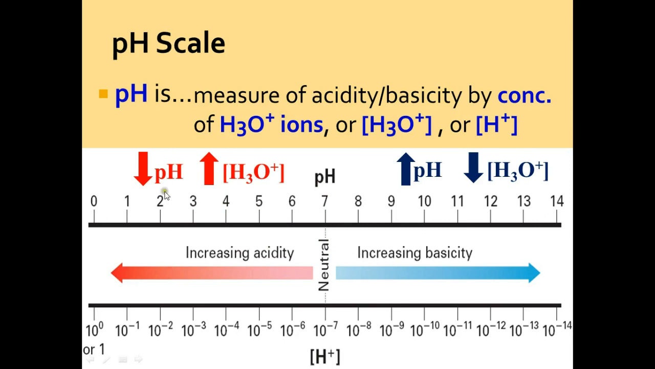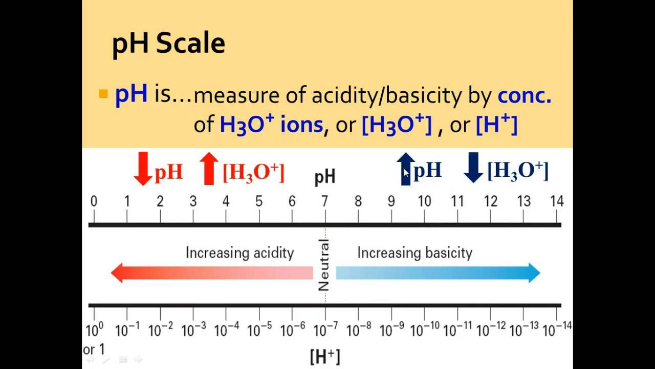As pH goes down, below 7 like I was saying, there's a higher concentration of H3O plus. So there are more protons to the water. Then we have neutral, which is an equal concentration of H3O plus and OH minus. And then when we get to the other side, we have less of these H3O plus, and so we have a higher pH.